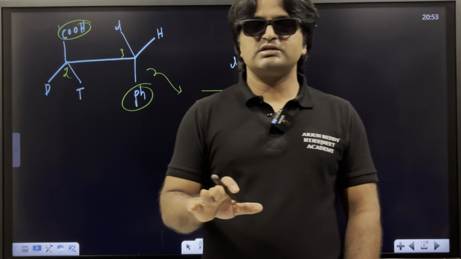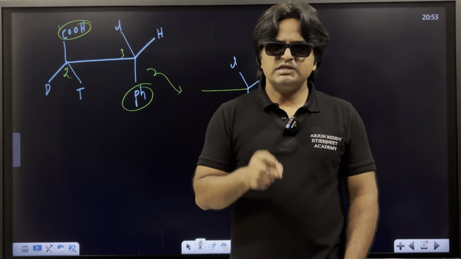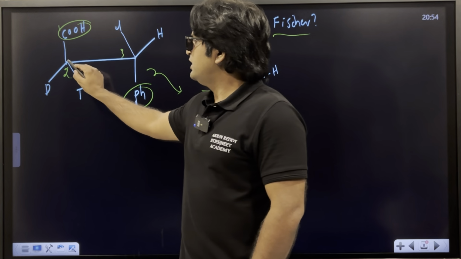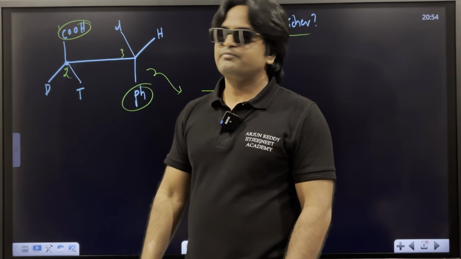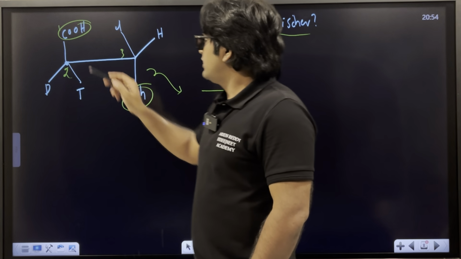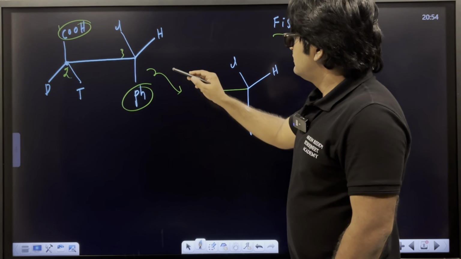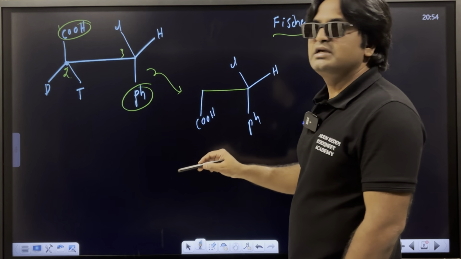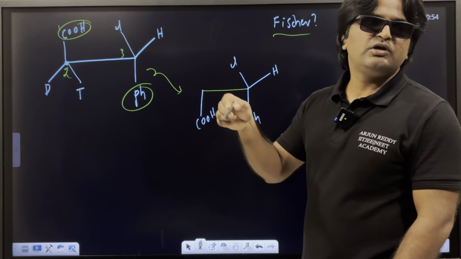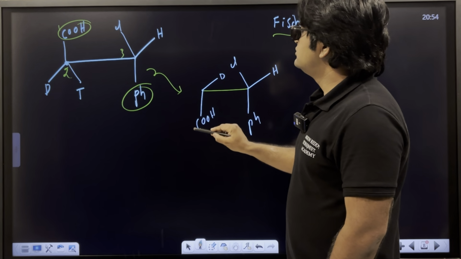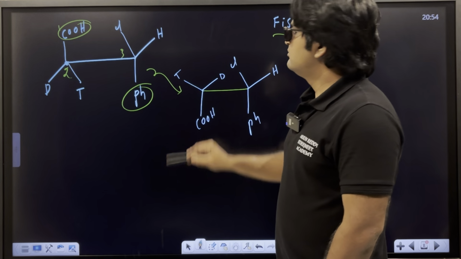Again, there is no restriction, but the only thing is you bring that molecule into fully eclipsed form. Here I am trying to rotate this front carbon atom by 180 degrees. After rotation by 180 degrees, what is the position of COOH? It comes exactly to the opposite direction. And what about deuterium? This is the position of deuterium and this is the position of tritium.